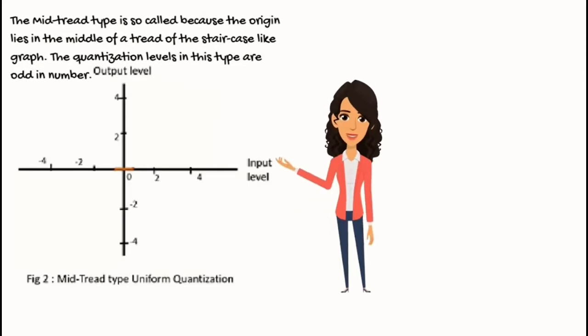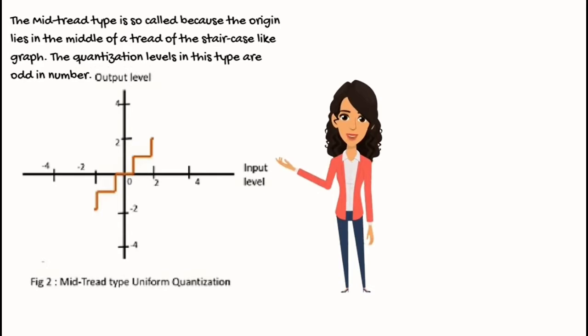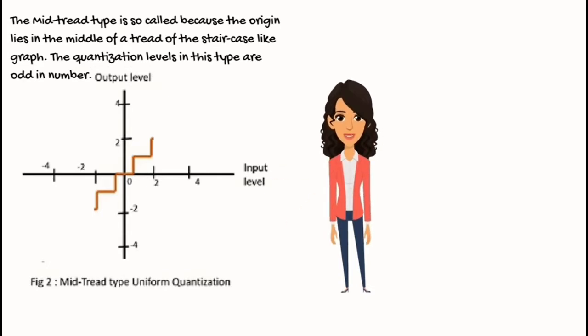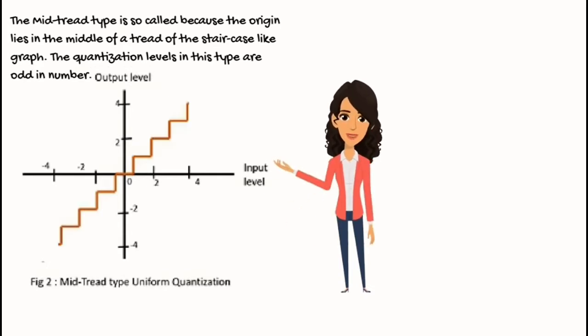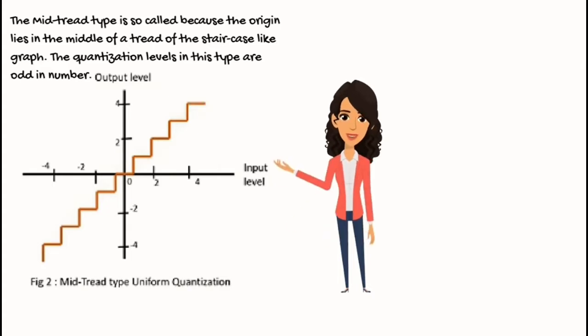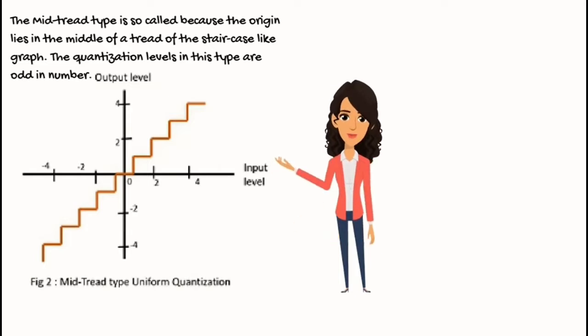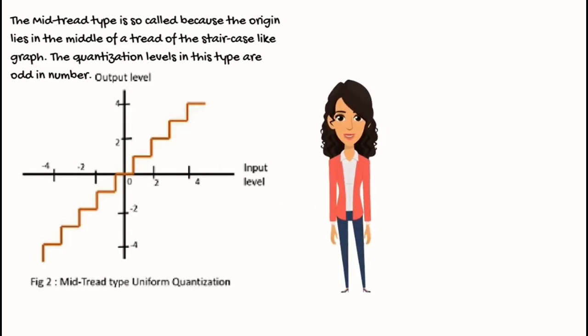There are two types of uniform quantization. They are mid-rise type and mid-tread type. The following figure represents the two types of uniform quantization. On the left is the mid-tread type and is so called because the origin lies in the middle of the tread of the staircase-like graph. The quantization levels in this type are odd in number.